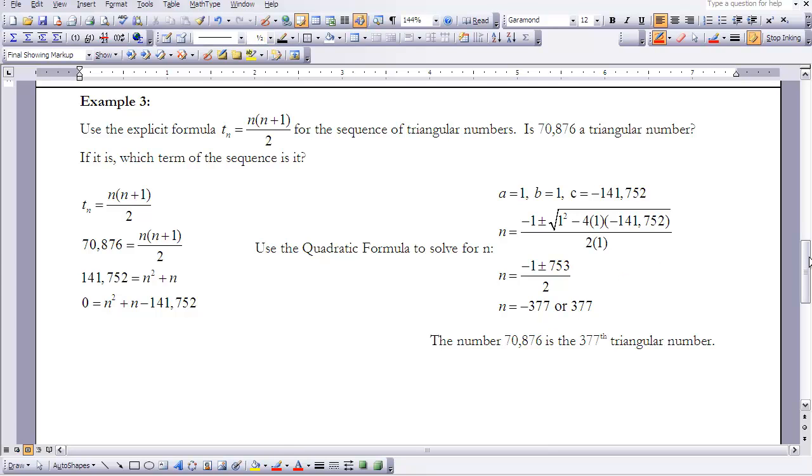So this concludes our initial look at the quadratic formula, and it concludes lesson 6-7.